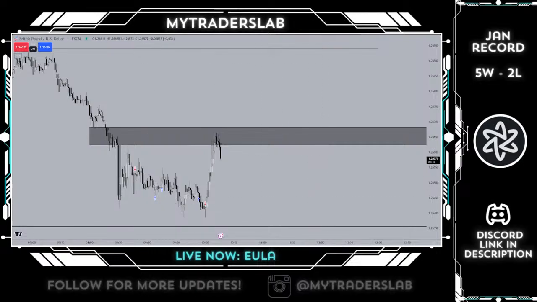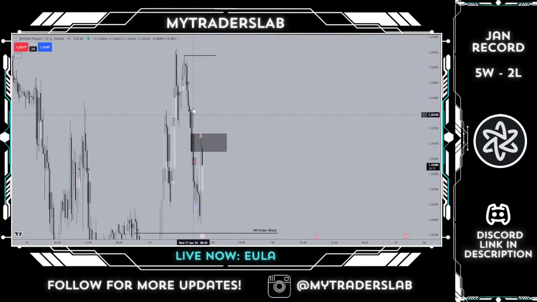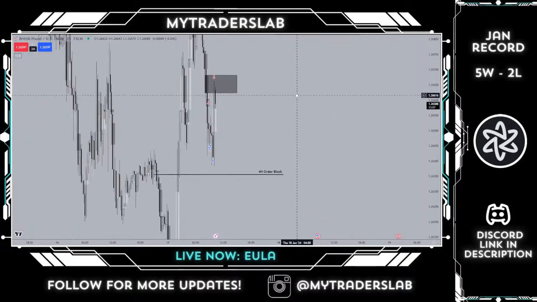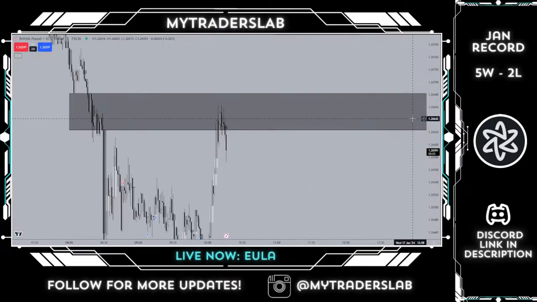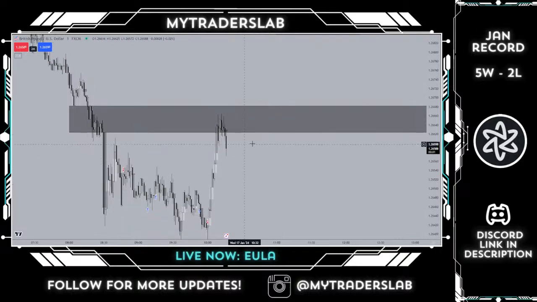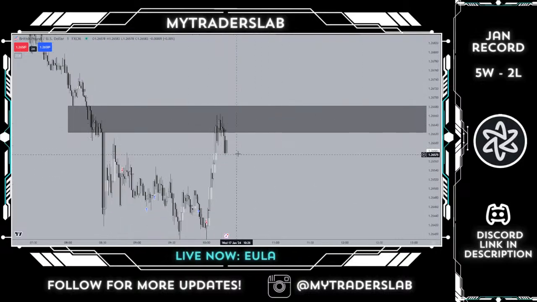Okay, we see a nice rejection from this 15-minute fair value gap, but I wouldn't take it because it's not really at an optimal level. Too many fair value gaps to fill down here. Just not a very good trade to take, to be honest. I don't like this.